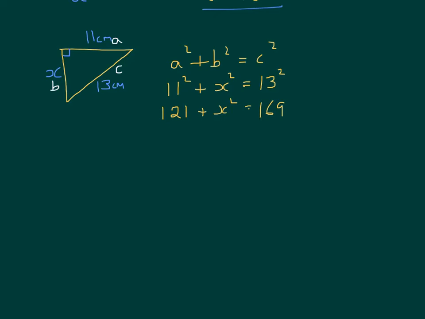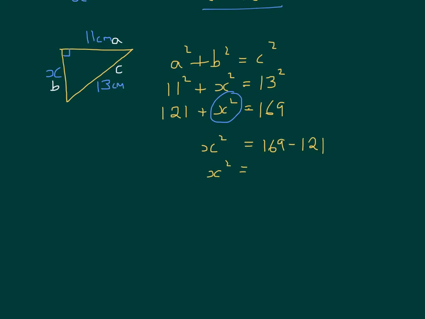Now, I can't just take the square root here because this x squared has this 121 on the same side as it. So we need to get rid of this 121. So we need to minus 121. We need to minus it on both sides to make it fair because it is an equation. So if I take away 121 from this side, I'm left with x squared. And take away 121 from this side, I'll have 169 minus 121.